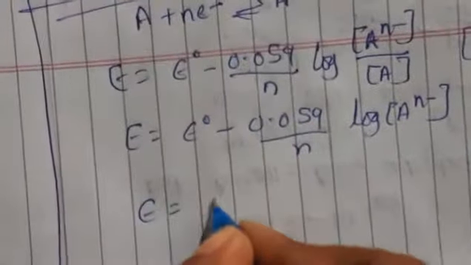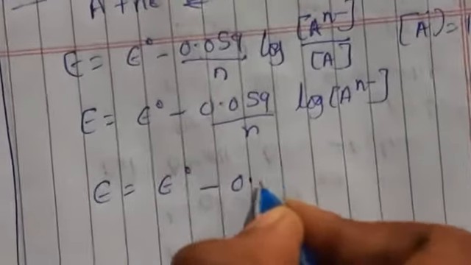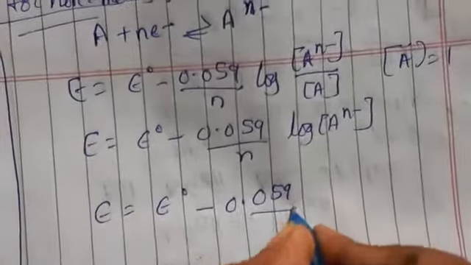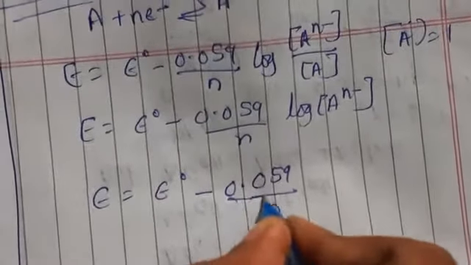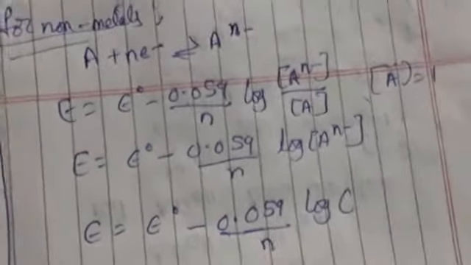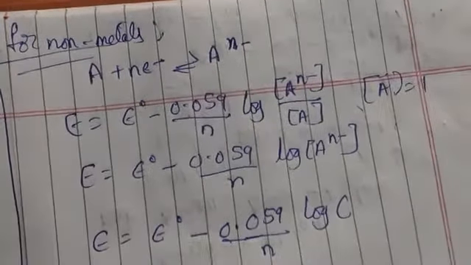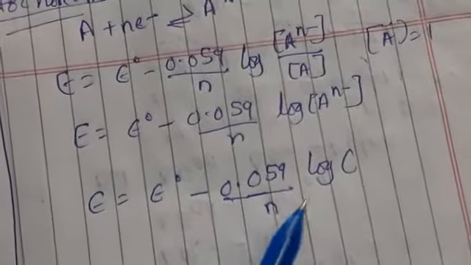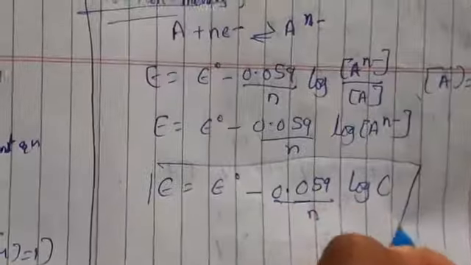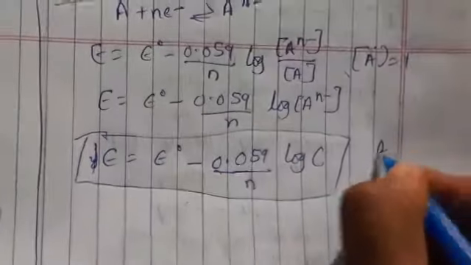So now E = E° - 0.059/n log C. Here, why? Because we have taken the concentration of the non-metal ions as constant. What I have told about concentration depends upon the Nernst equation, which is the relation between electrode potential and concentration of ions. When we take the relation for metals, this is the equation we get. If we take non-metals, this is the equation. This is for non-metals.